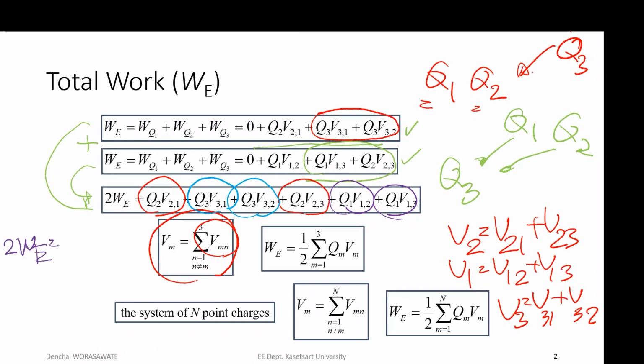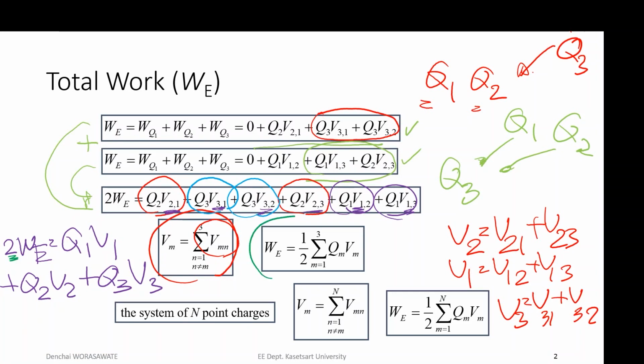I will have 2WE equal to Q1 V1 plus Q2 V2, where V1 is this term and this term, V2 is this term and this term, and then plus Q3 V3, where V3 is this term and this term. We have 2 here, so I just divide both sides by 2, and then I can get this equation.